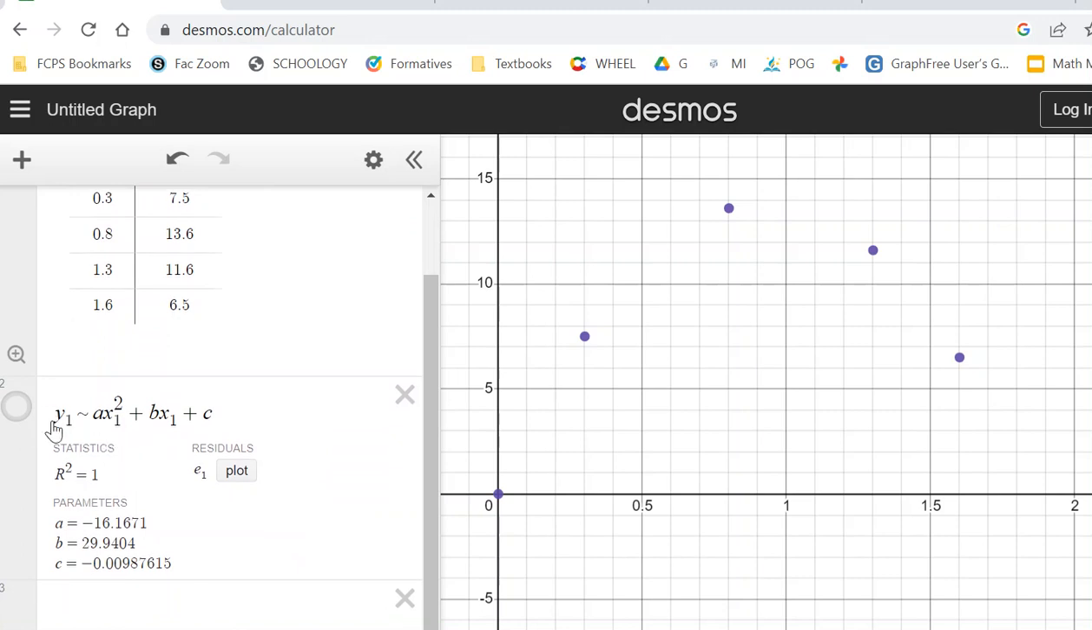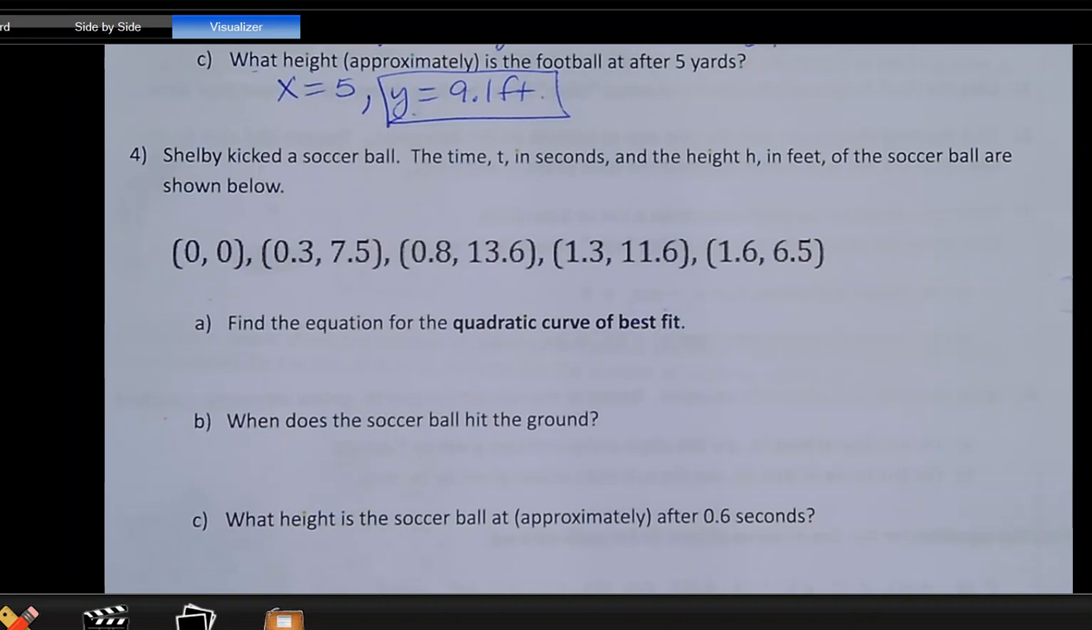I'm going to tell it y sub 1 tilde a x sub 1 squared plus b x sub 1 plus c. And here's the curve of best fit, right here, and that does fit nicely with those data points. So now I have an a and a b and a c that I can use for an equation. I'm going to round to the nearest hundredth, so I have negative 16.17, and 29.94, and to the nearest hundredth, you can see it's negative 0.01. So when I go back to my notes, that's what I'm going to plug in.